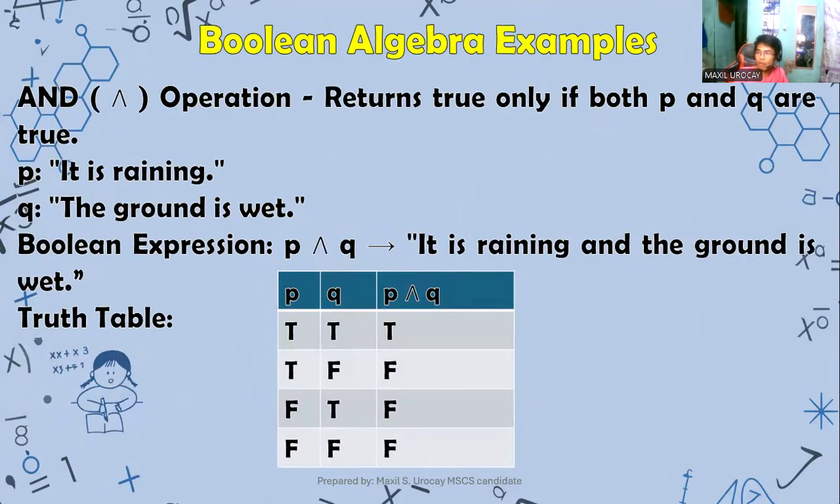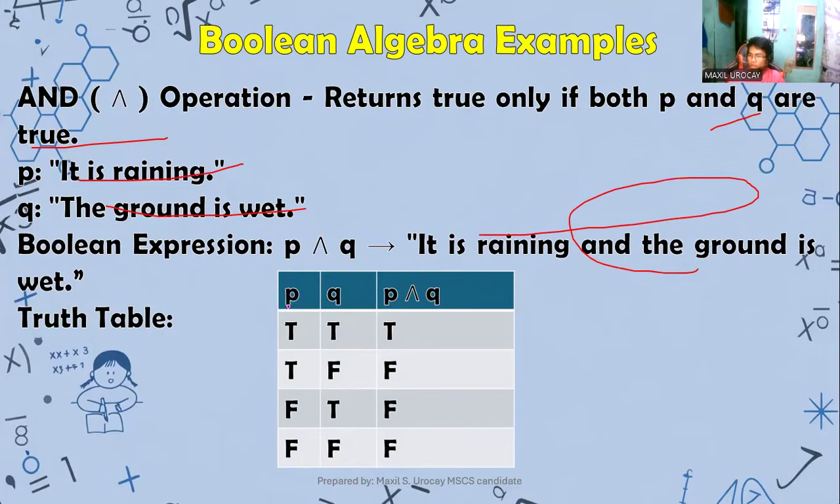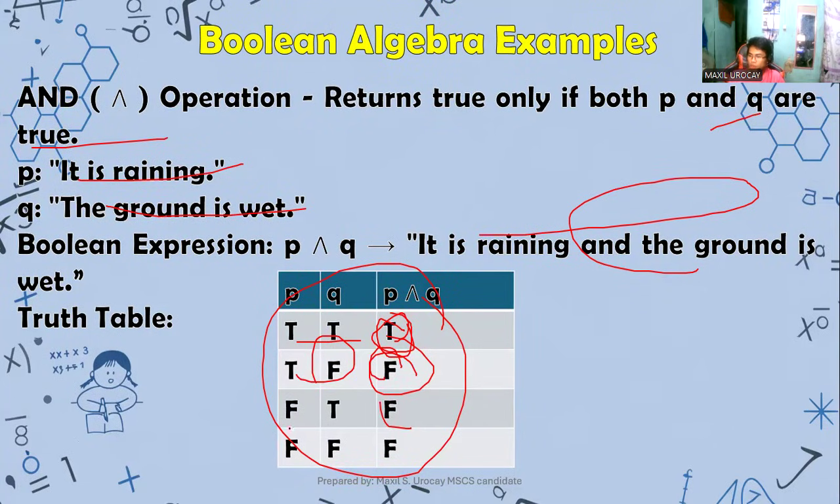So here we have the Boolean algebra examples. The AND operation returns true if both P and Q are true. It is raining, the ground is wet. So it is raining and the ground is wet. The table will be this one. We have true times true, it will become true. True times false will become false. False times true will become false. False times false will become false. If we learn this with numbers, 1 times 1 is 1. 1 times 0 is, no, 0.